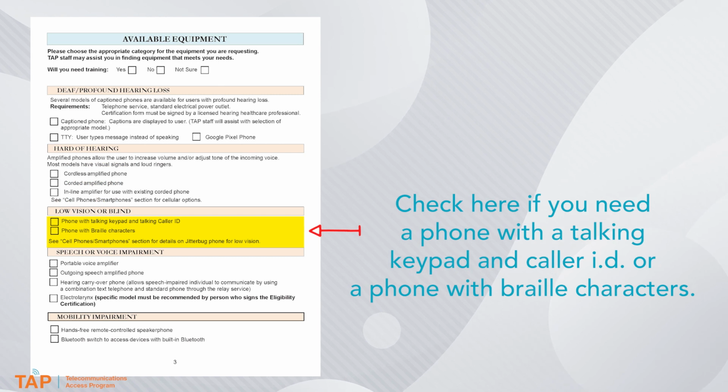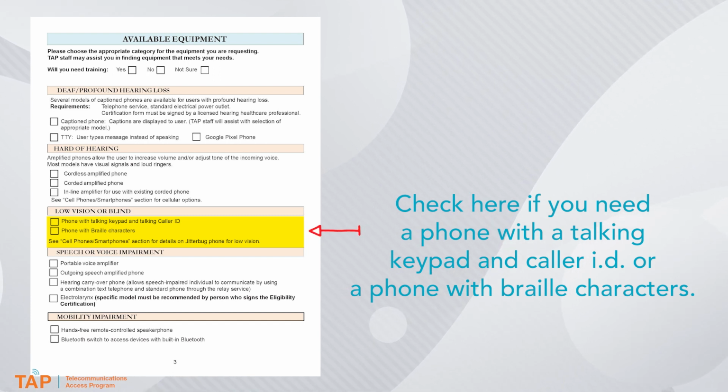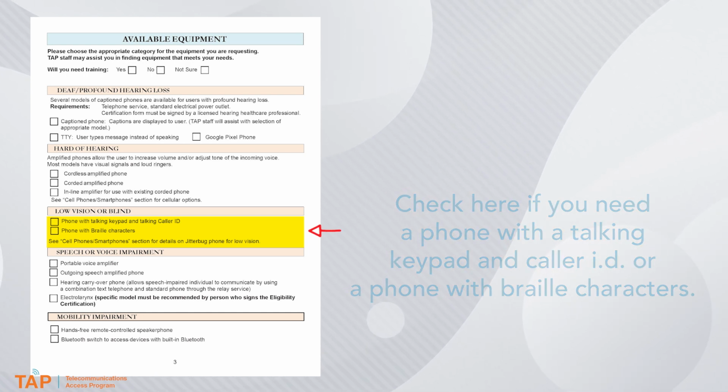Next is the section of landline phones for blind and low vision users. Indicate if you would like a phone with talking keypad and talking caller ID. Indicate if you need a phone with Braille characters. These phones are also amplified.